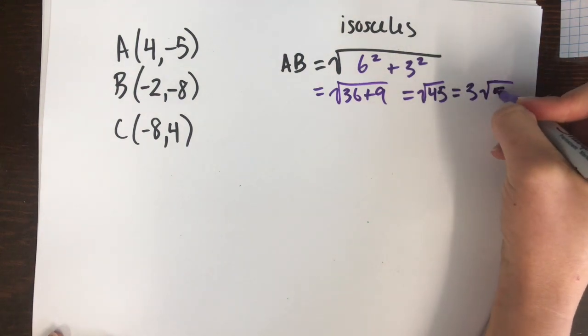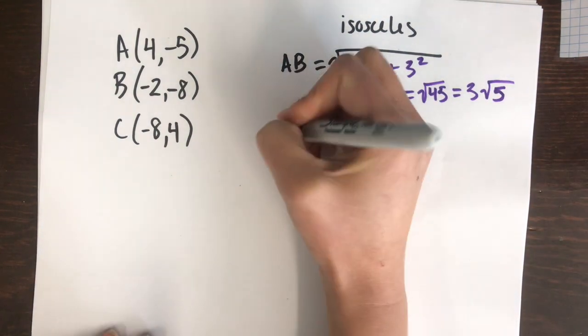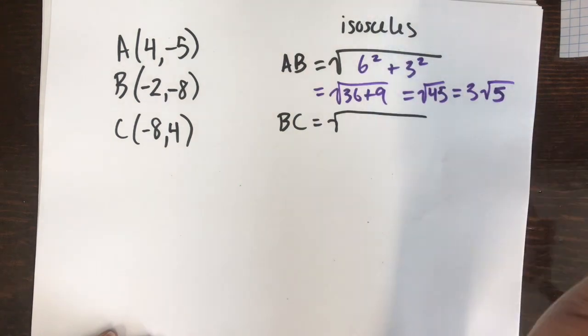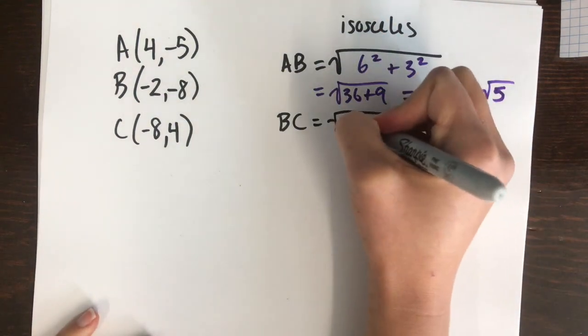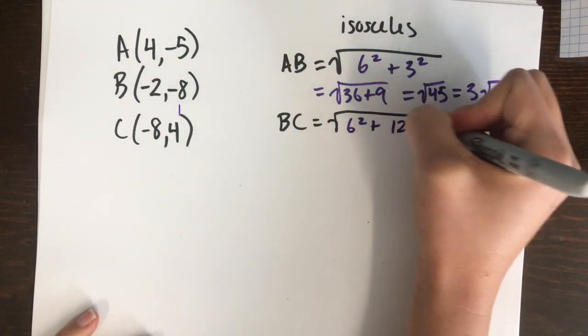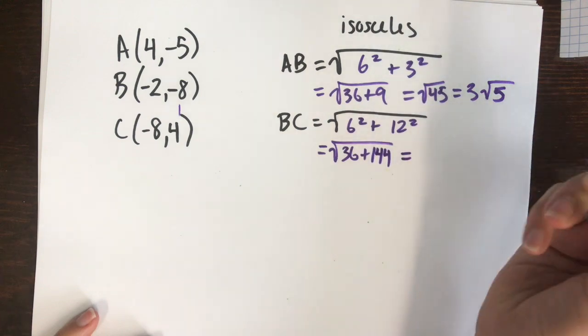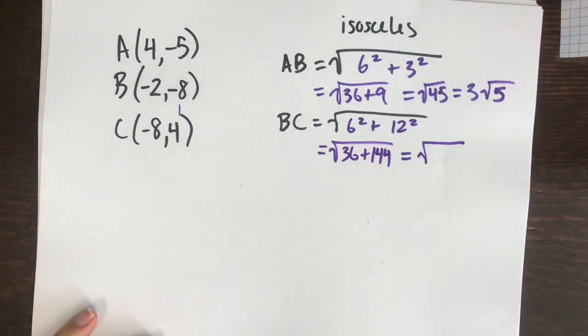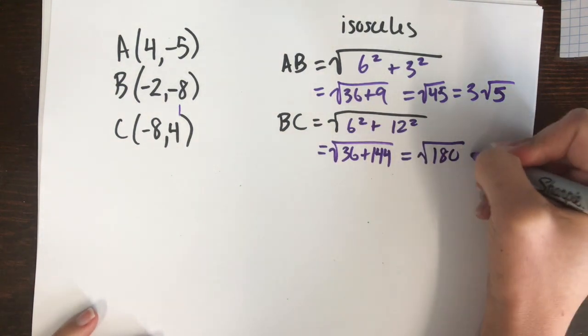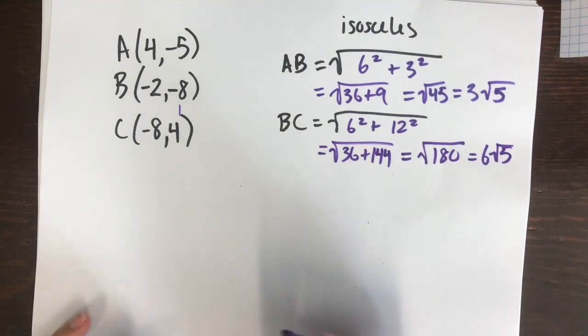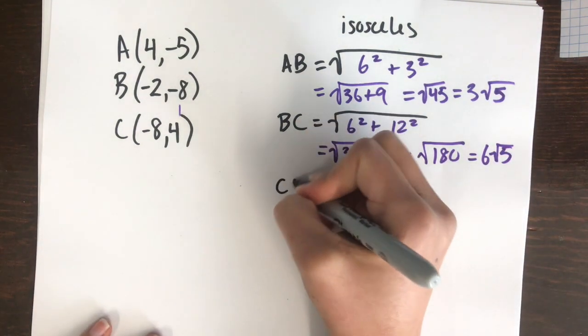So I can find AB, take the square root of that, and I end up getting the square root of 36 plus 9, which is the square root of 45, which is 3 rad 5. Okay, so BC, now I'm going to find that. -2 and -8 are 6 apart, -8 and 4 are 12 apart. I square both of those things, take the square root. I get the square root of 36 plus 144, which is the square root of 180, which is 6 rad 5 once I take out whatever I can. And then the last side is CA.